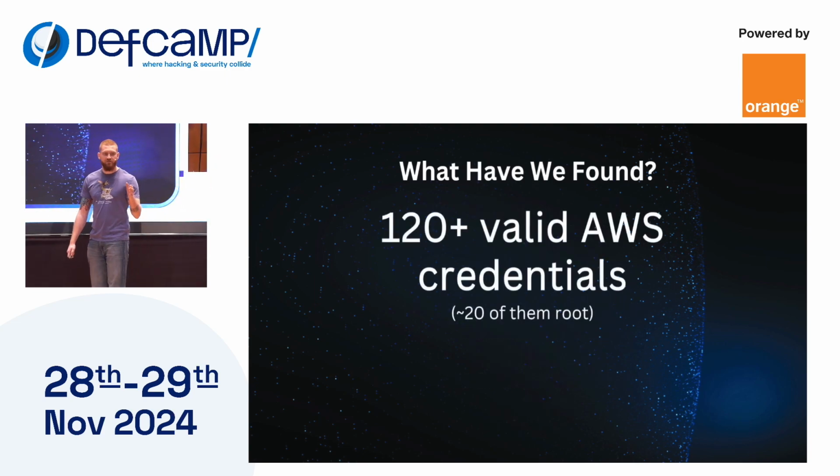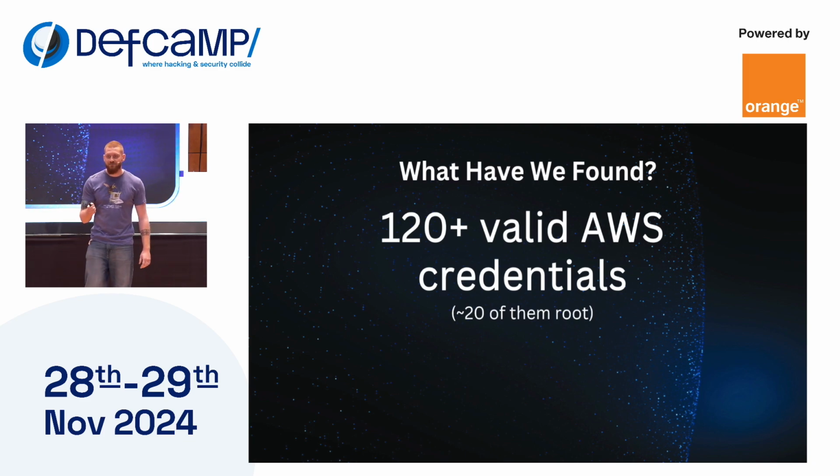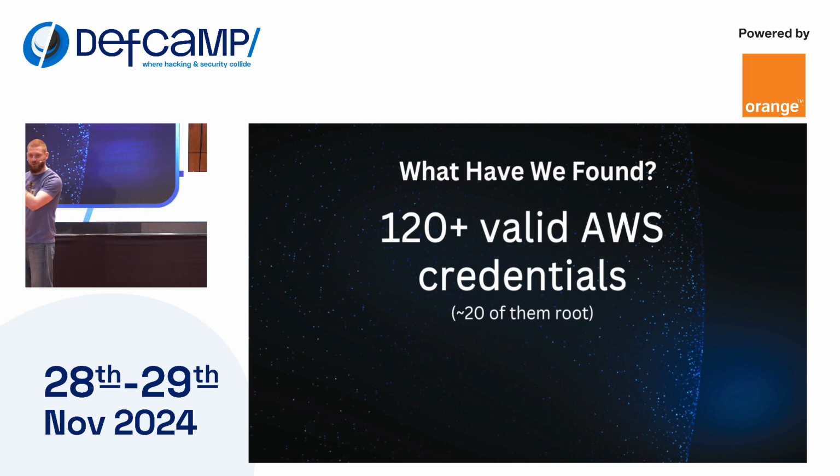Out of the over 100,000 potential AWS credentials, we found a bit over 120 valid AWS credentials, out of which 20 were root. And I know that this does not seem like a lot. It's only like, what, 1% of the initial number. But think about it this way. These AWS credentials gave us access to the AWS accounts of over 100 companies. So let that sink in. Well, and for 20 of them, we had full control, root.